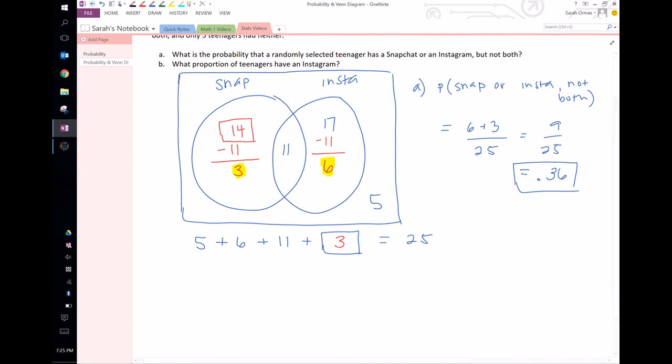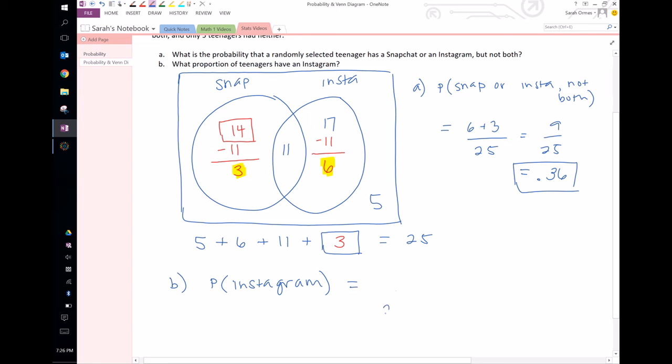Part B. What is the probability? What is the proportion of teenagers that have an Instagram? So this is just a different way of wording it, but if I say what proportion or what is the probability, I'm really looking for the same thing. So what proportion of teenagers have an Instagram? Okay, so it doesn't say anything about the overlap. I don't care if they have a Snapchat or if they have both. I just want to know if they have an Instagram.